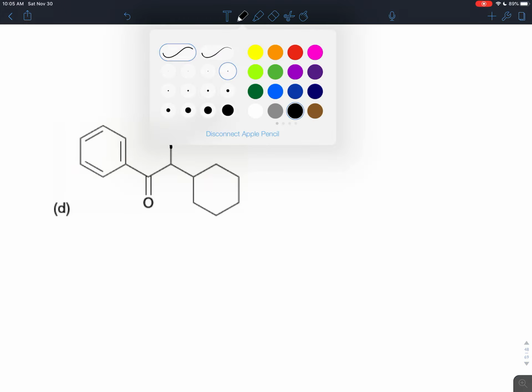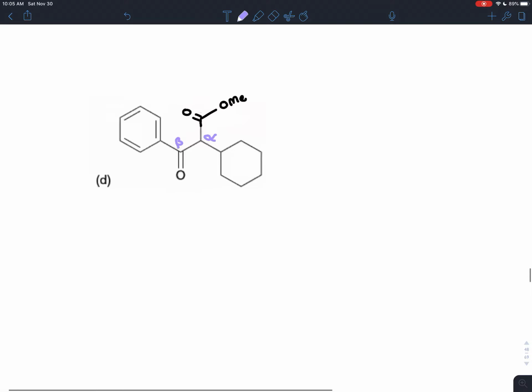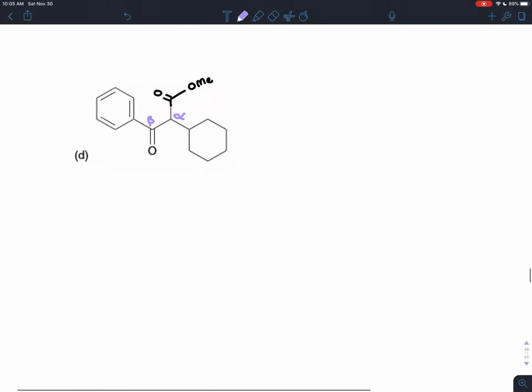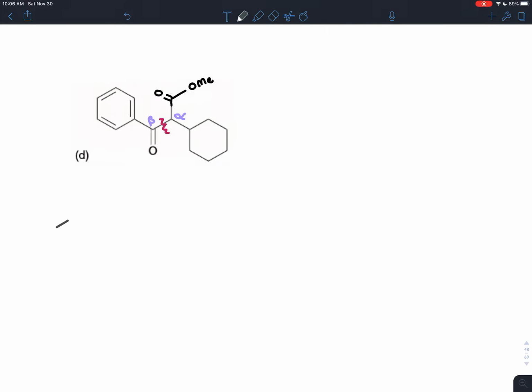All right, now if you look at this, you'll notice that you have an ester, and not alpha to it, but on the beta carbon you have a ketone. So it's a beta keto ester. That is the sign that you've done a Claisen condensation. Now, to do a Claisen condensation, you need two esters that are condensed together, and to find out what those are, break the bond between the alpha and beta carbons.